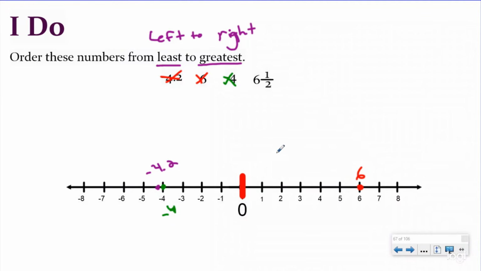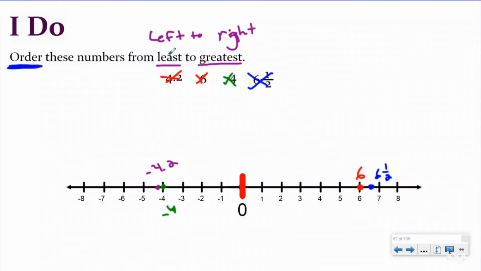So I'm going to be going 6 units to the right because it was positive, and then 1 more half, and I'll be putting my blue dot right there, and that's where 6 1/2 is going to be. Now I need to order them or write an inequality statement to compare these 4 rational numbers.